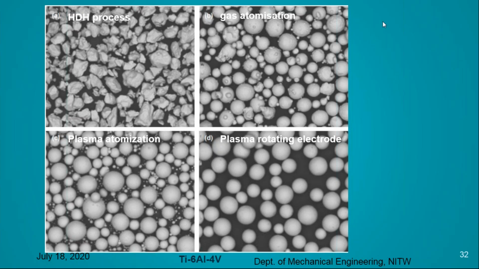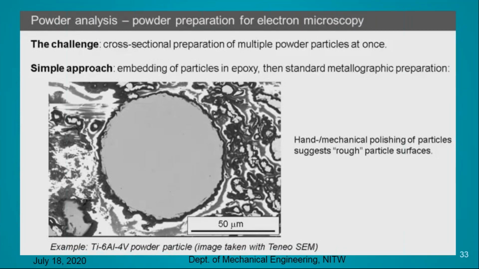Compared to the hydride-dehydride and gas atomization processes, plasma atomization gives very good spherical powder particles. Compared to all these processes, the plasma rotating electrode process gives very good spherical morphology, and the distribution of the powder particles is also very good. Here we are discussing how we need to analyze the powder morphology.